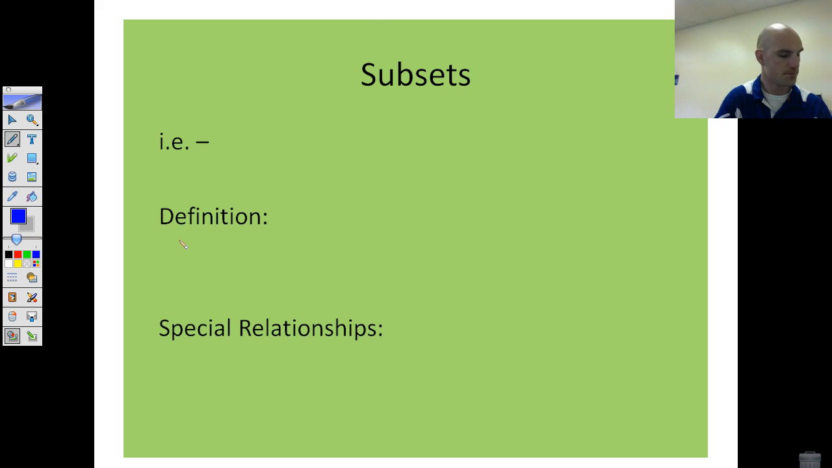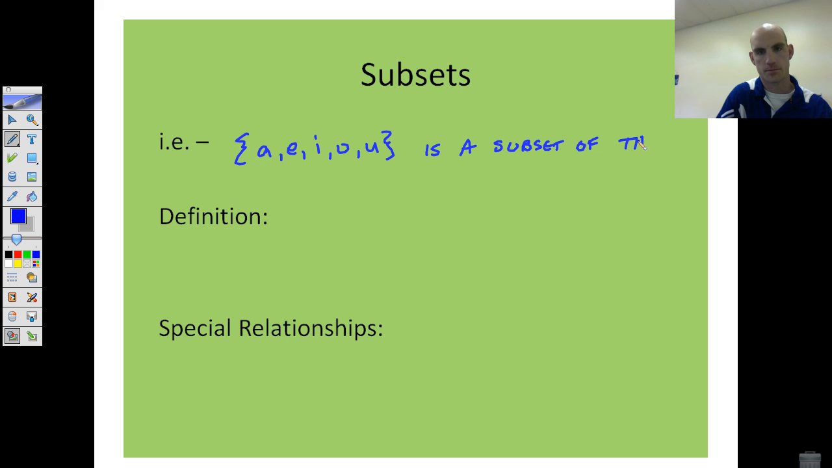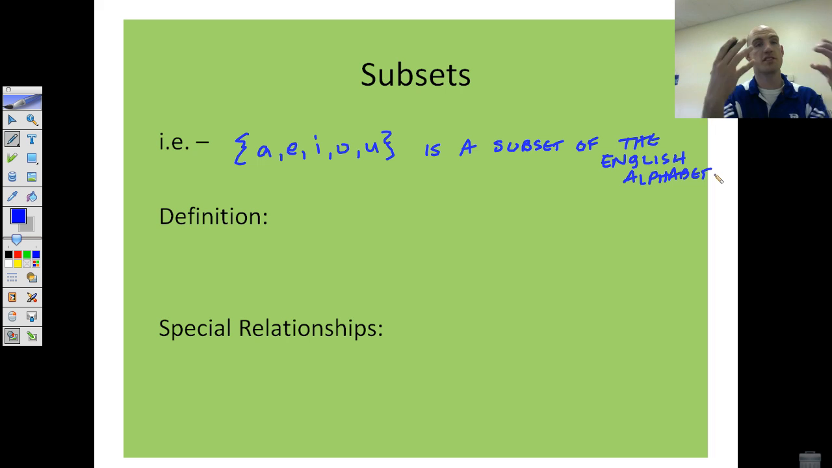Let's talk about subsets. For example, A, E, I, O, U is a subset of the English alphabet. Now, it has a different name. We could call it vowels, but a subset is a distinct group of a larger set.